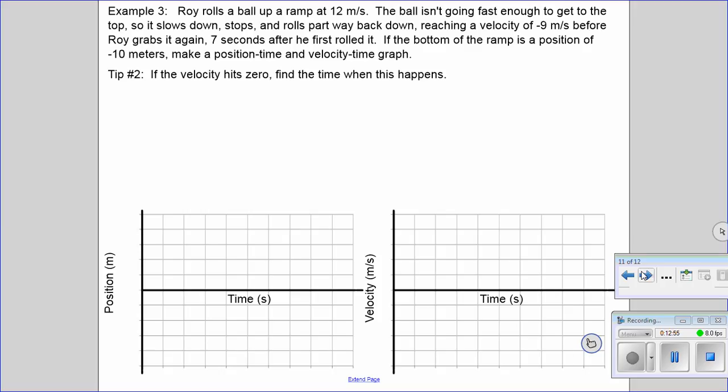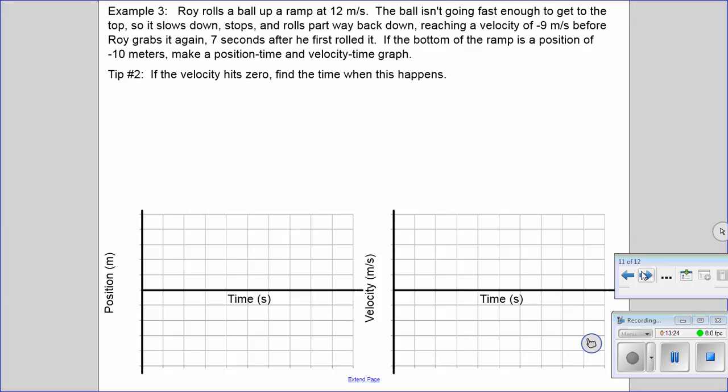All right, it says Roy rolls a ball up a ramp at 12 meters a second. The ball isn't going fast enough to get to the top, so it slows down, stops, and then rolls partway back down, reaching a velocity of -9 meters a second before Roy grabs it again, 7 seconds after he first rolled it. If the bottom of the ramp is a position of -10 meters, make a position time graph and a velocity time graph. And then it gives another tip. If the velocity hits 0, find the time when this happens.